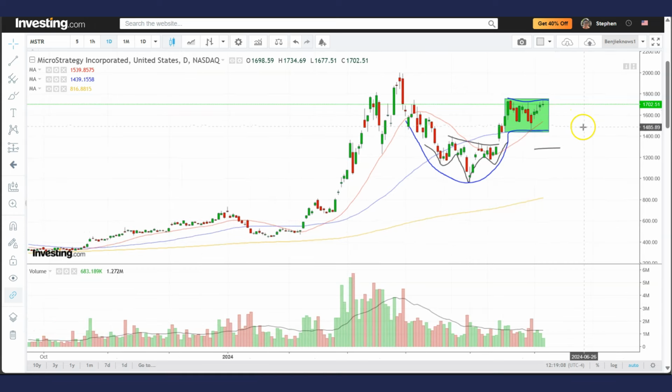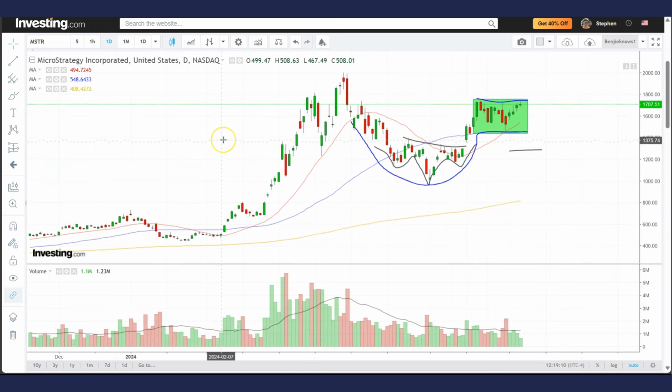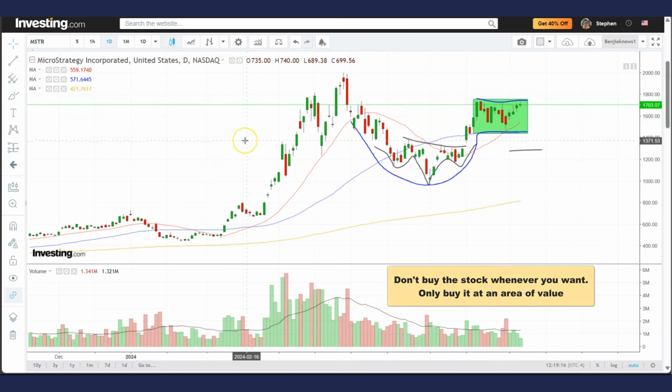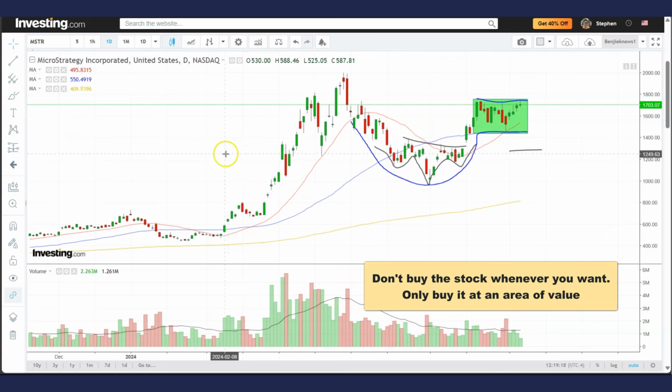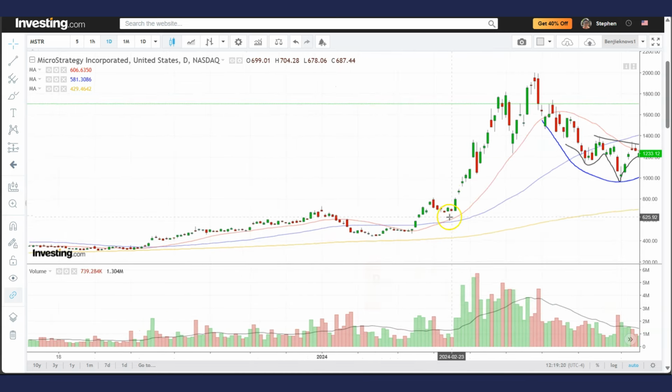Now, we just don't want to buy any stock. We don't want to buy the stock at any time. We only want to buy it when there is an area of value or a significant chart pattern. For example, the stock broke out from this consolidation after the bullish cross. Let me just draw the consolidation for you to see.